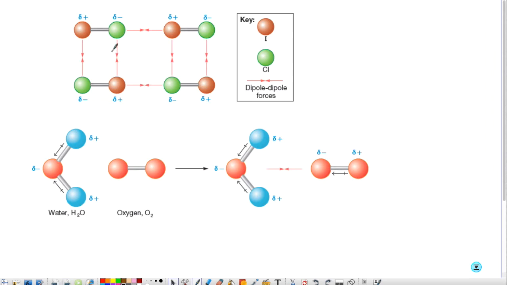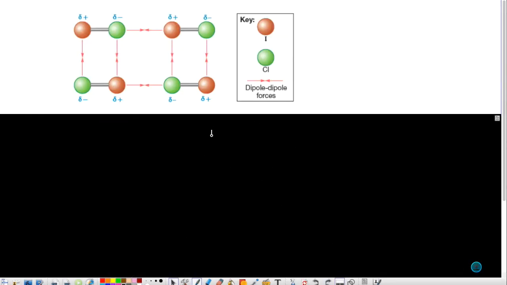Okay, so here's just another example of dipole-dipole interactions, all right, just as I showed you. So all the bond dipoles can line up, okay? You get positive and negative interactions if you switch around a bond dipole, okay? These are dipole-dipole forces, which are a form of intermolecular forces, okay?